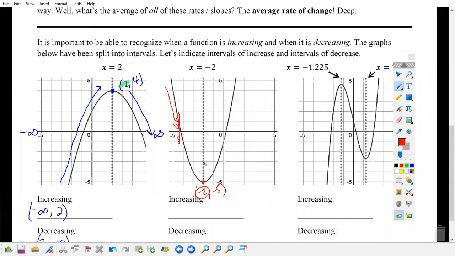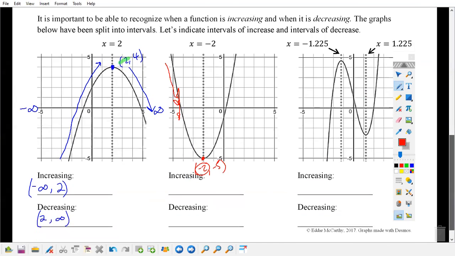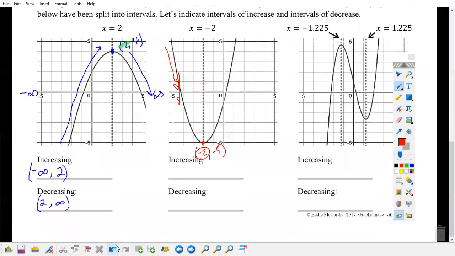Oh, my pen is doing weird things. I don't know. My pen wanted to do some squiggles instead of a straight line.